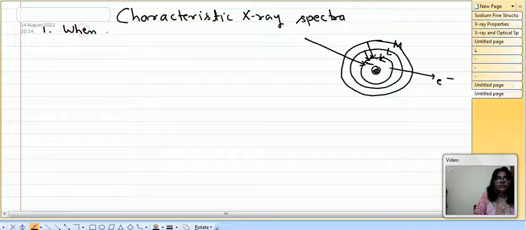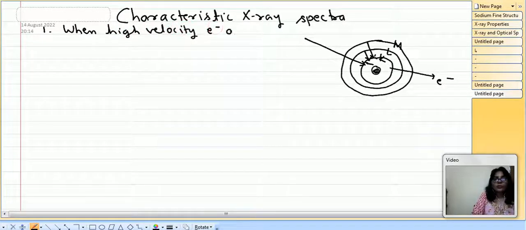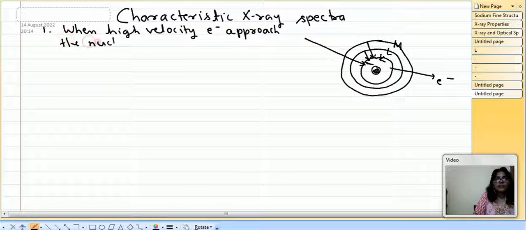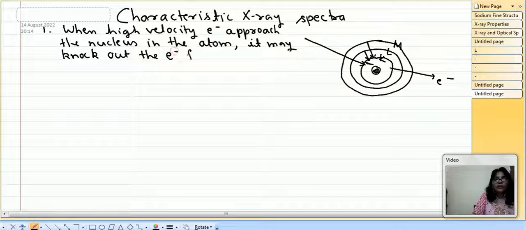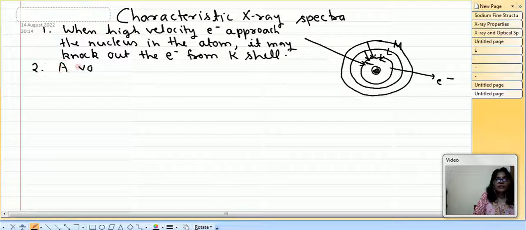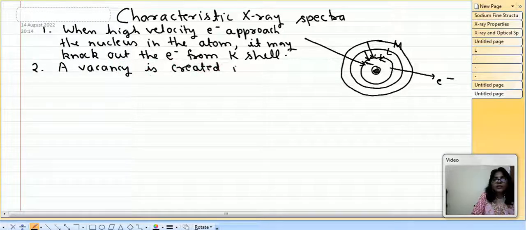When high velocity electrons approach the nucleus in the atom, it may knock out the electron from the K shell. So a vacancy is created in the K shell.